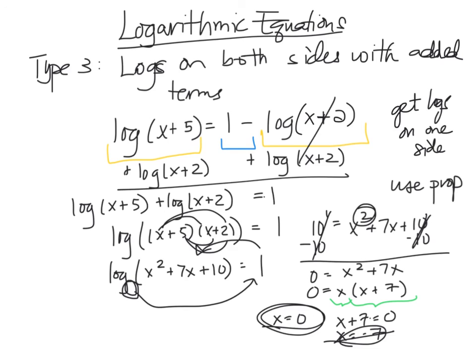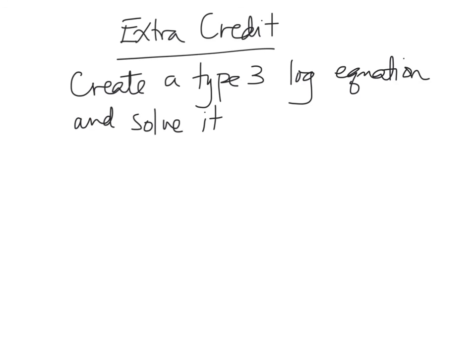And so if you were to check this, log of 5 should be the same thing as 1 minus log of 2. So if I plug in 0 for x, I should get the same thing. For extra credit, you can create a type 3 log equation, so that's like the one I just did, and solve it. Make sure it works. Don't just write anything.